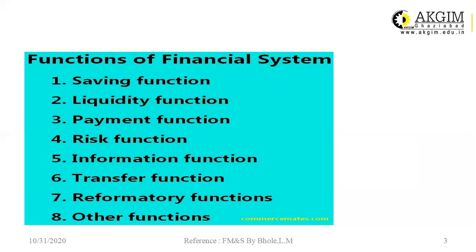Fourth is the risk function. The financial market provides protection against life, health, and income risk. These guarantees are accomplished through the sale of life, health insurance, and property insurance policies. Fifth one is the information function. Again, this is a very important function. Each and every investor wants some kind of information for taking financial or economic decisions. And the financial market disseminates the information to various participants and also helps them to get the information on a regular basis.